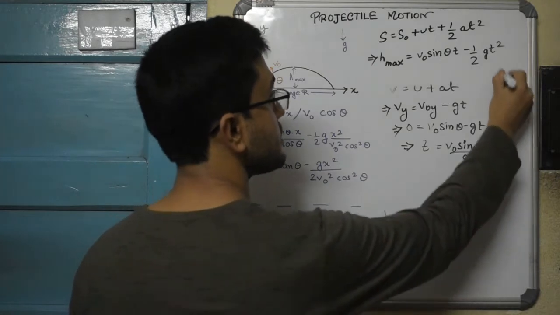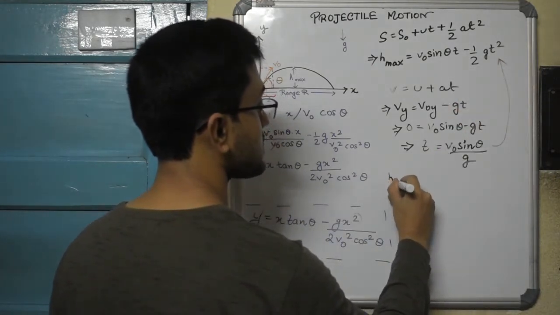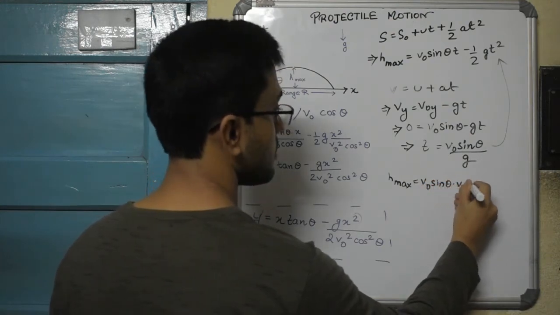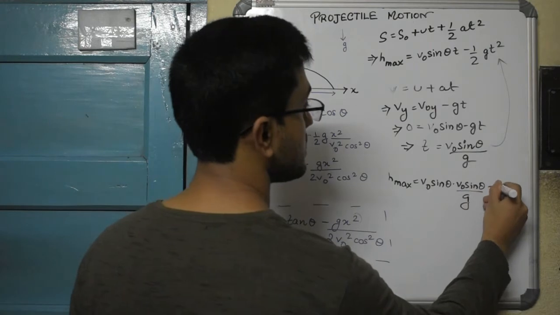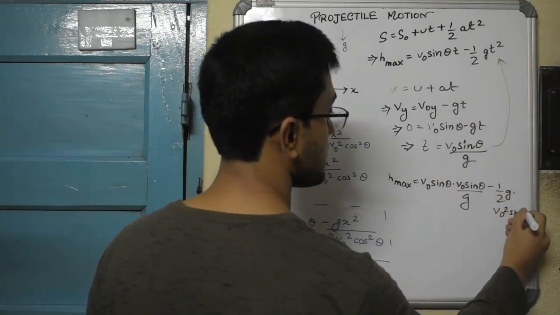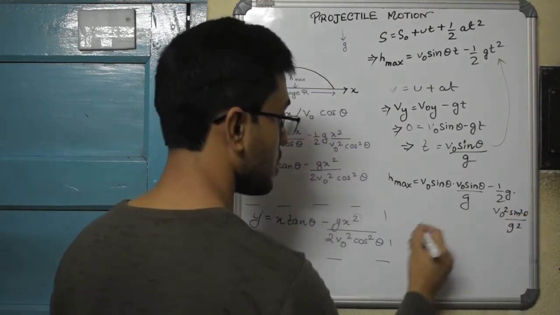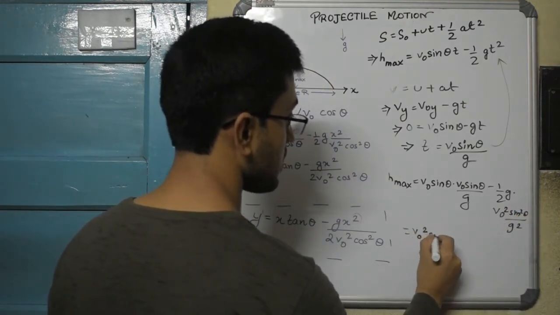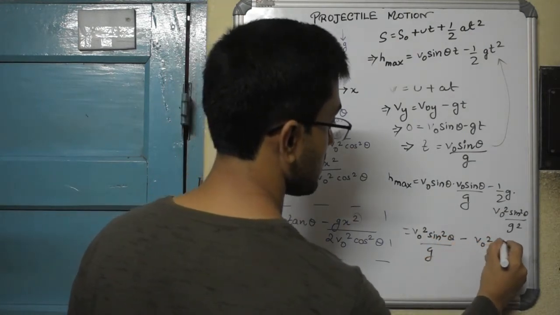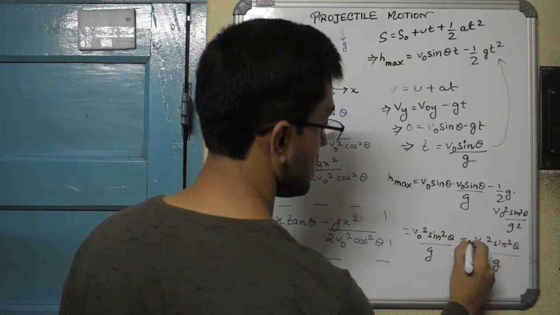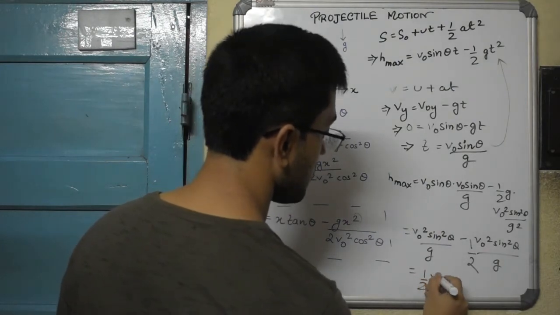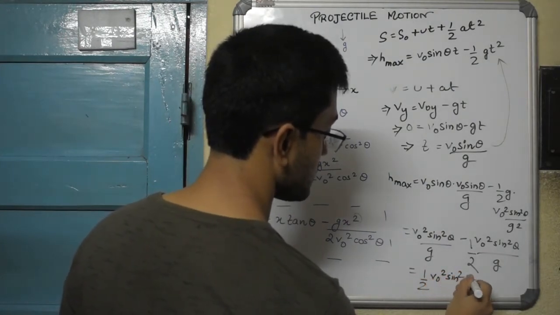height. Now if we substitute this value of time here, we get maximum height is equal to v0 sine theta into again v0 sine theta by g minus half g into this thing squared. So v0 squared sine squared theta by g squared. So what do we get? We get v0 squared sine squared theta by g minus v0 squared sine squared theta by g times half. So as you can see, this becomes half of v0 squared sine squared theta by g.